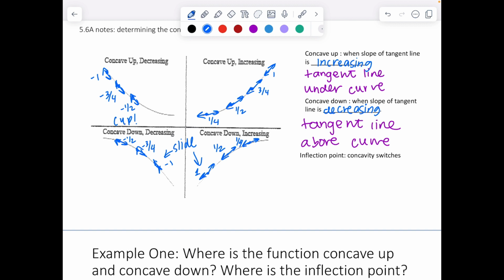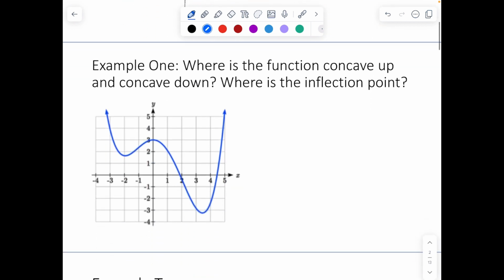So those are the two big words that we're going to talk about today. And then there's one more, which is inflection point. And you have an inflection point when concavity switches, so when it goes from up or down. We'll look at some examples of that in a second, and then we'll talk about how this connects to calculus in a little bit. But let's start with this.